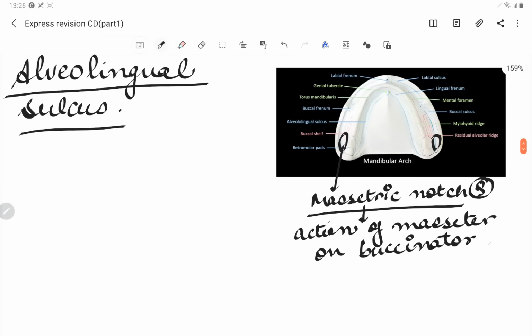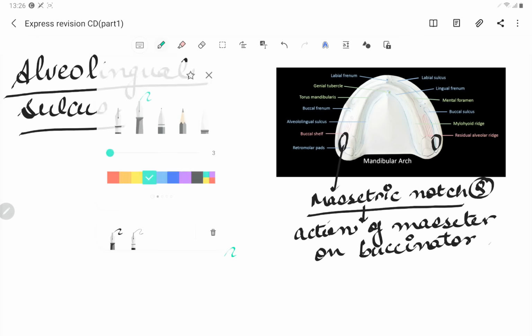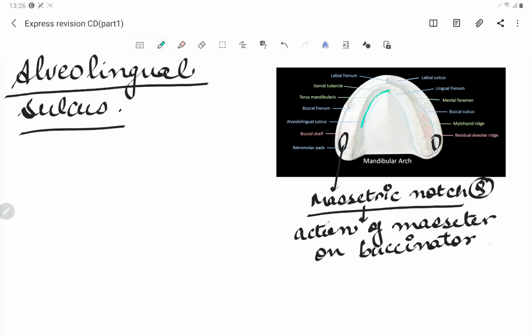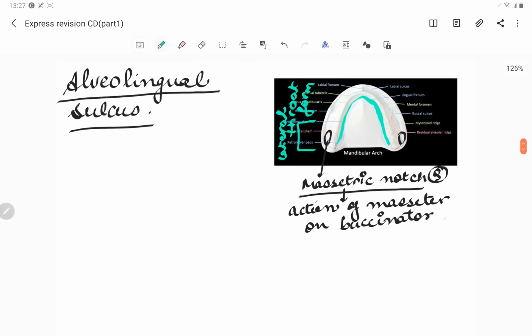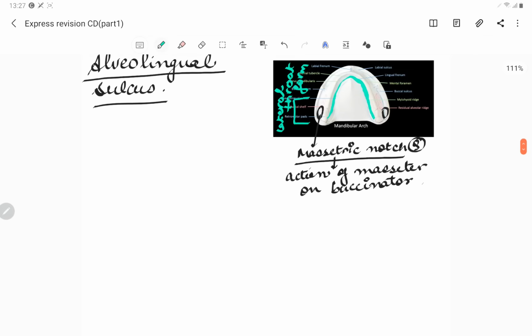So talking about the alveolingual sulcus, now this is the alveolingual sulcus, right. This particular part, the whole of this area, is the alveolingual sulcus. Posteriorly it is the lateral throat form. If we talk about the posterior part of the alveolingual sulcus, the posterior part is known as the lateral throat form.